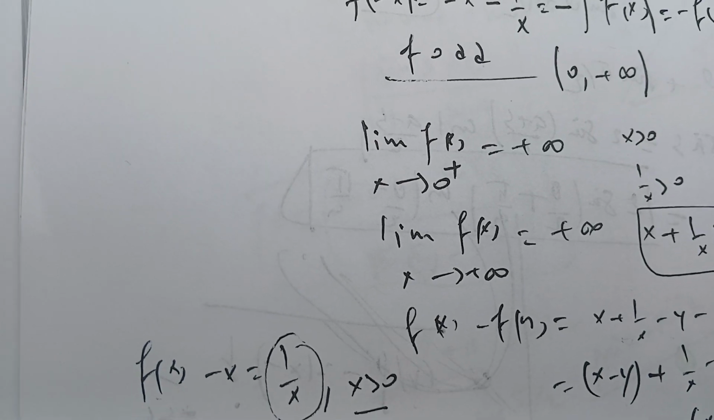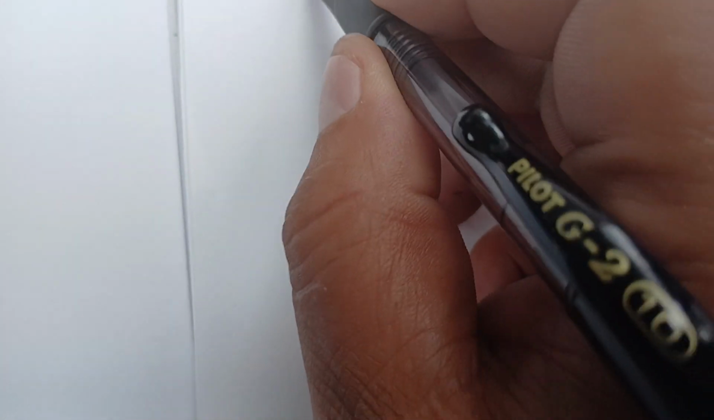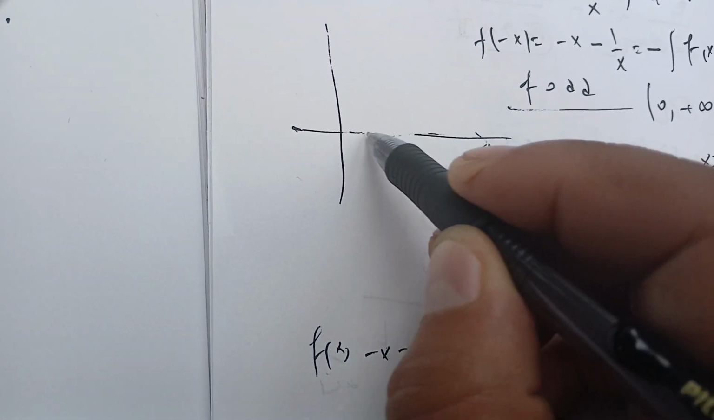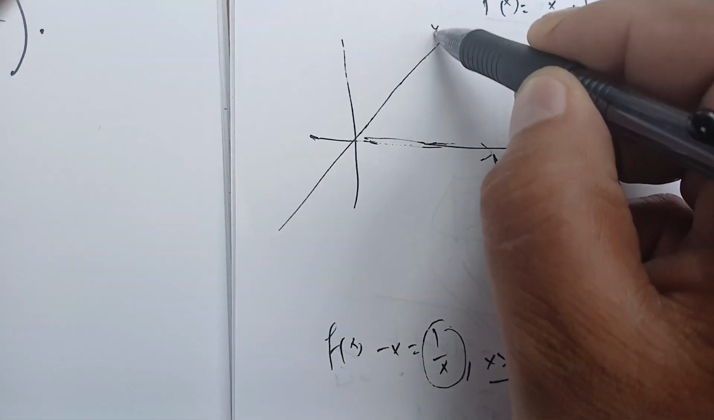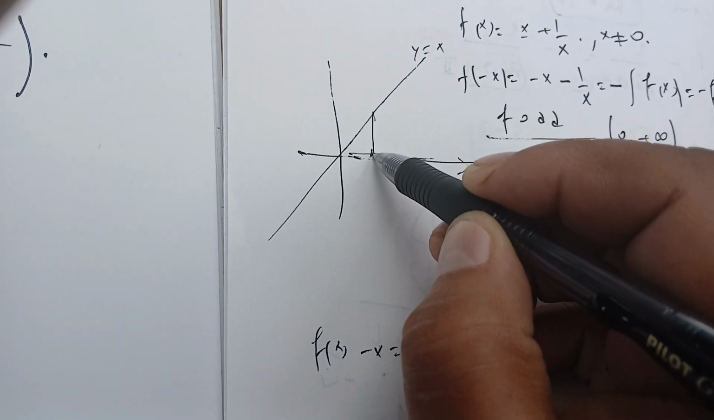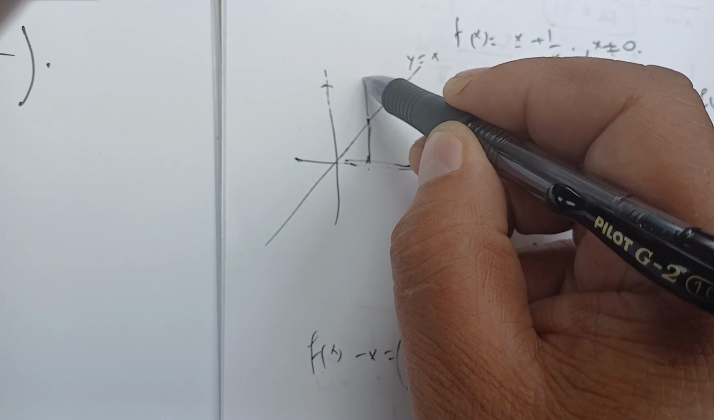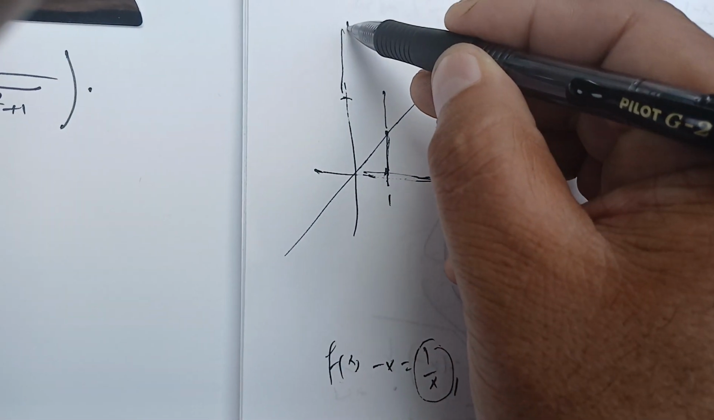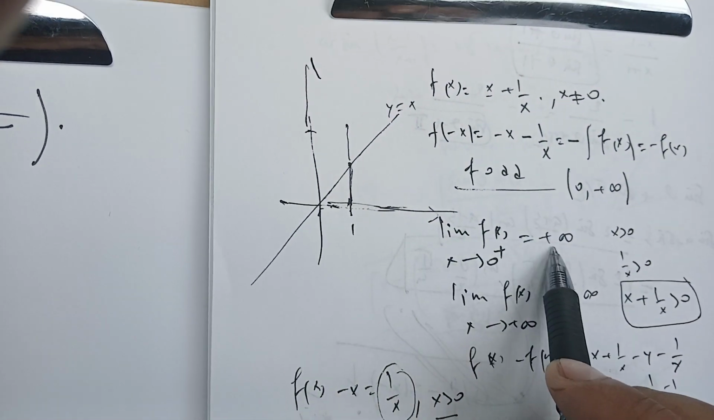So now we can graph it, without any need for calculus. We can graph it when we are in the set of positive reals. So we said this is our y equals x. So here we are on top. When x is 1, this function is 2. Okay, we said when x is between 0 and 1, it's decreasing. And the limit here as x goes to 0 plus is plus infinity.